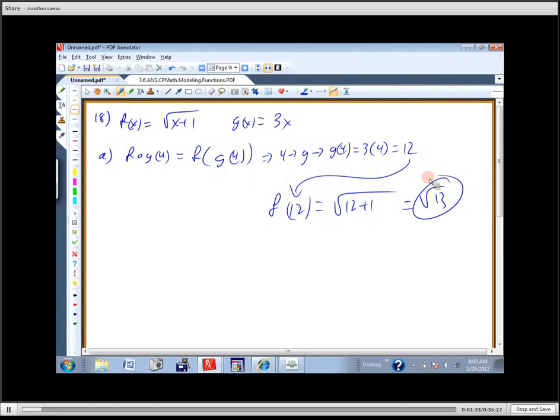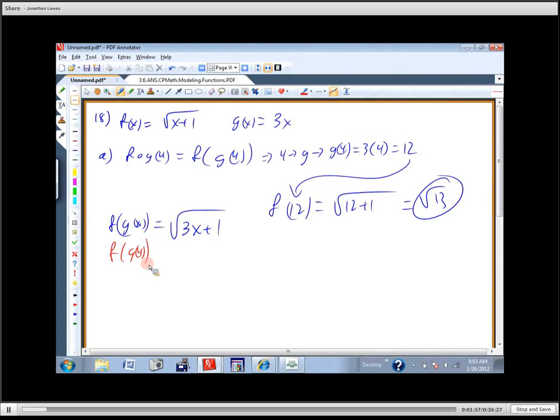Okay, now we could actually come up with a rule for this. If I wanted to do f of g of x, that means I take x, plug it into g, so I get 3x. Or I could just say I'm taking g of x, which is 3x, and I'm plugging it into f. That's going to be the square root of 3x plus 1. That's the rule.